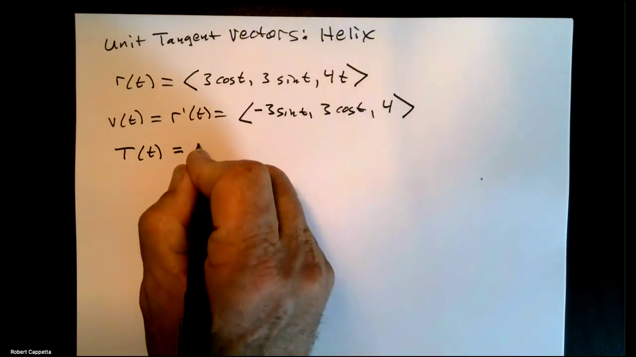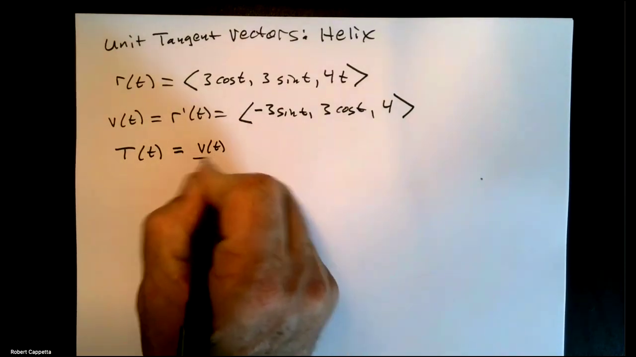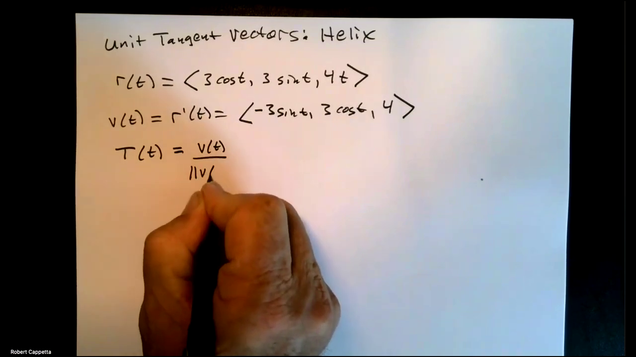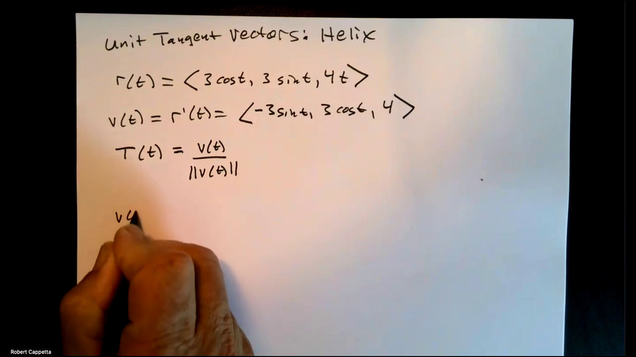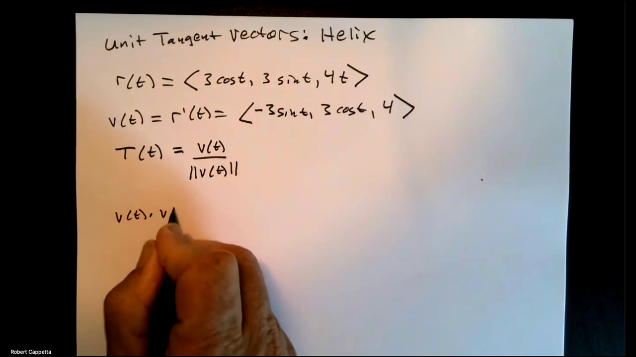I turn it into a unit vector by taking the velocity vector and dividing by its length. So I need to figure out what the length of v is. And what's our process for getting the length of a vector? We use the dot product. So what is v of t dot v of t?